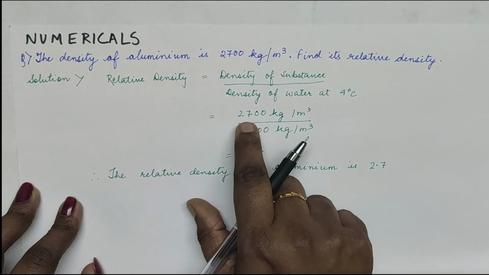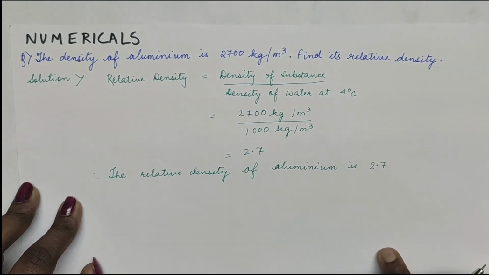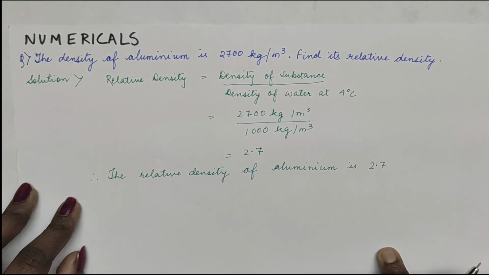According to the question, the density of the substance is 2700 by 1000, which reduces to 2.7, which tells us the relative density of aluminum is 2.7.